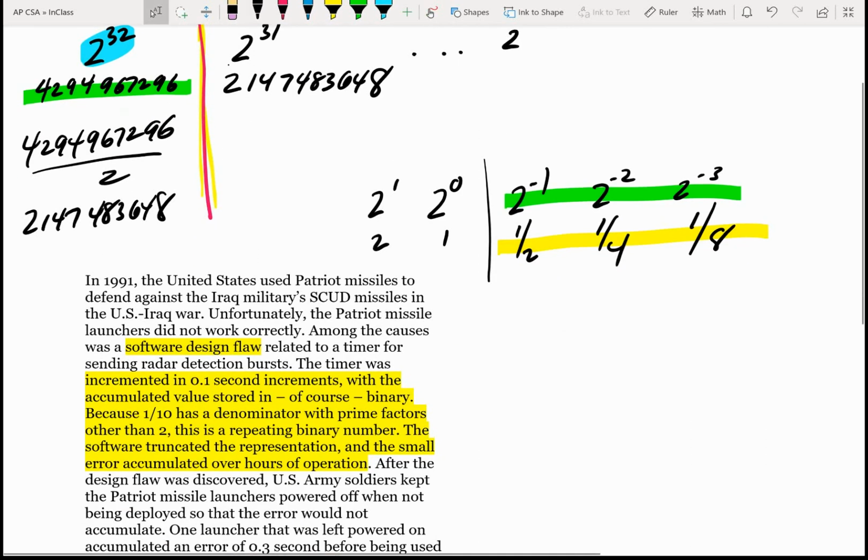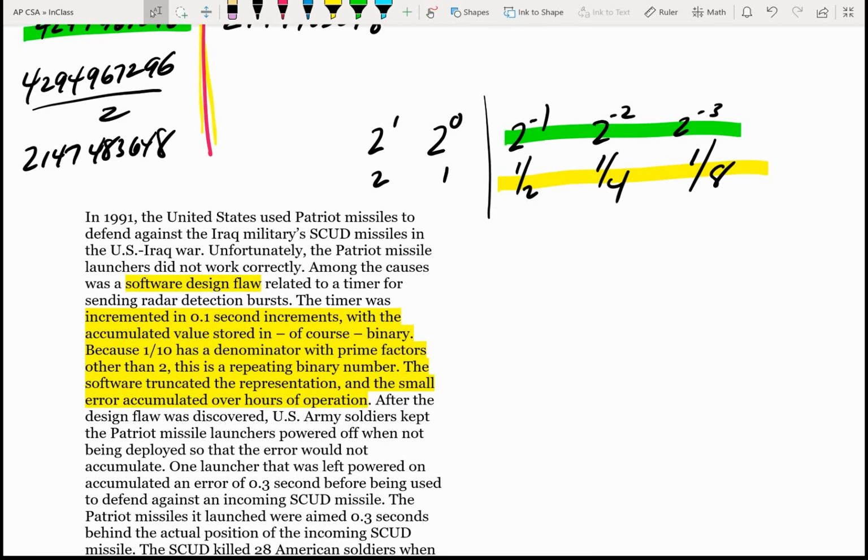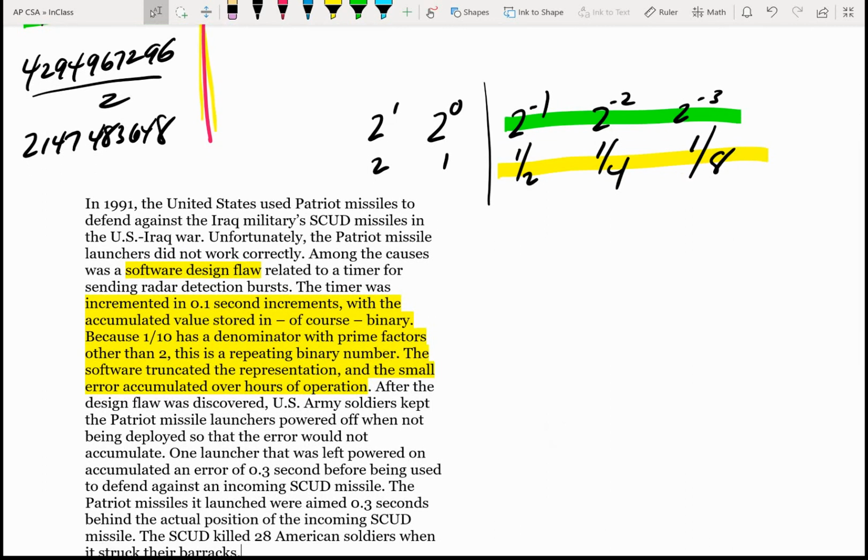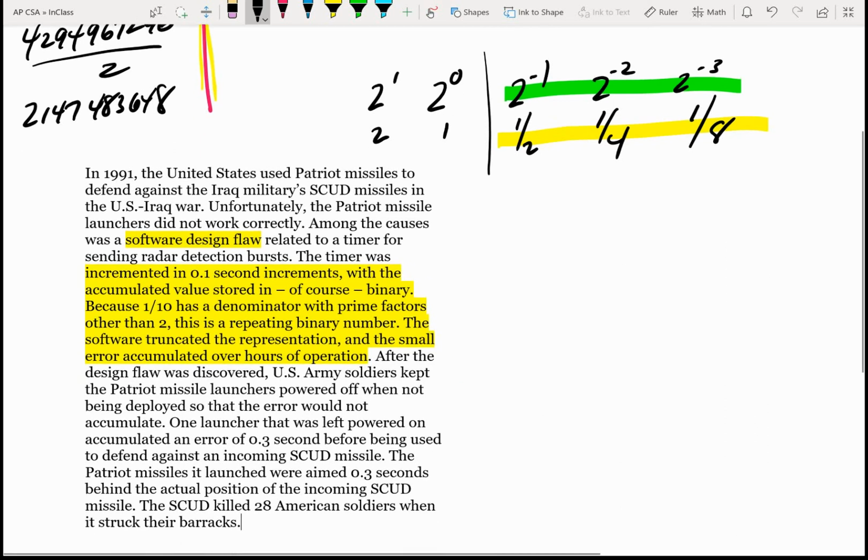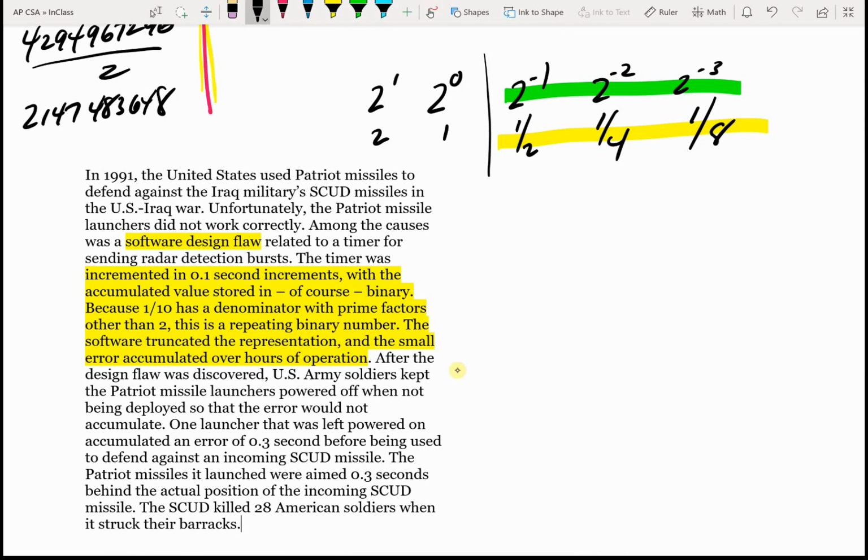This is something I talk about in AP Computer Science Principles. So let's take a look at this. In 1991, the United States used Patriot missiles to defend against the Iraqi military Scud missiles in the U.S.-Iraq War. Unfortunately, the Patriot missile launchers did not work correctly. Among the causes was a software design flaw related to a timer for sending radar detection bursts. The timer was incremented in 0.01 second increments with a cumulative value stored in a coarse binary.